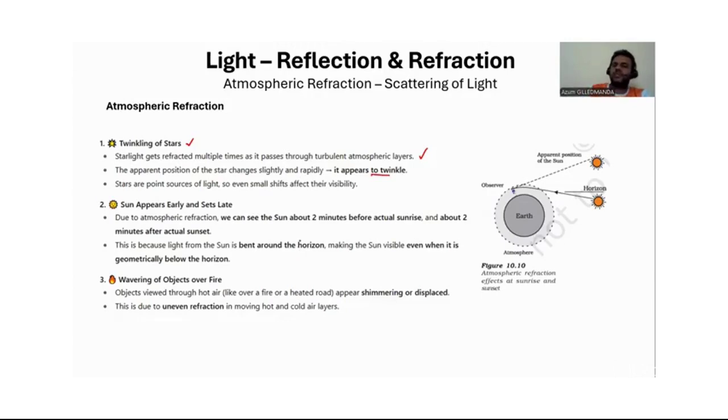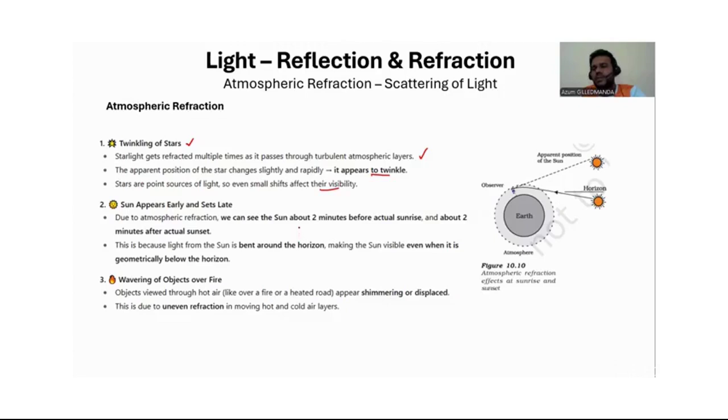As we see, the light ray gets refracted multiple times, and the apparent position that we see is like twinkling. So stars are point sources of light, so even small shifts affect their visibility.